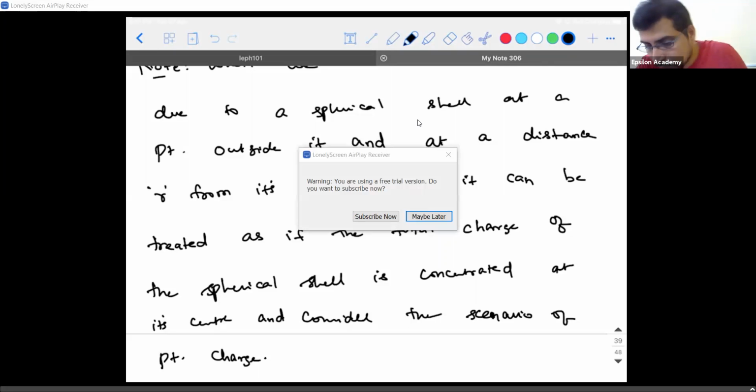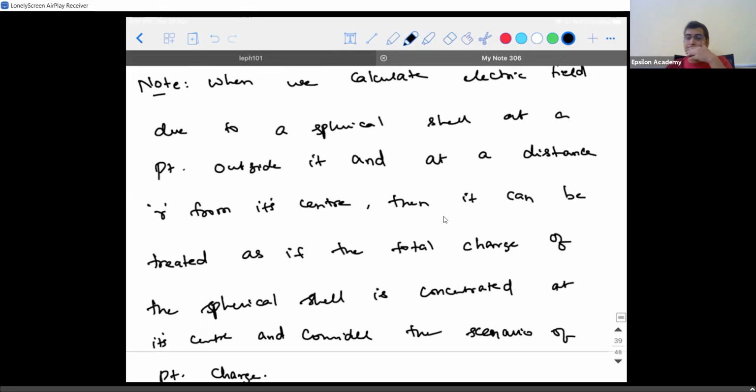First line, sir. First line. When we calculate the electric field due to a spherical shell at a point outside it and at a distance small r from its center, then it can be treated as if the total charge of the spherical shell is concentrated at the center, and consider the scenario of a point charge.